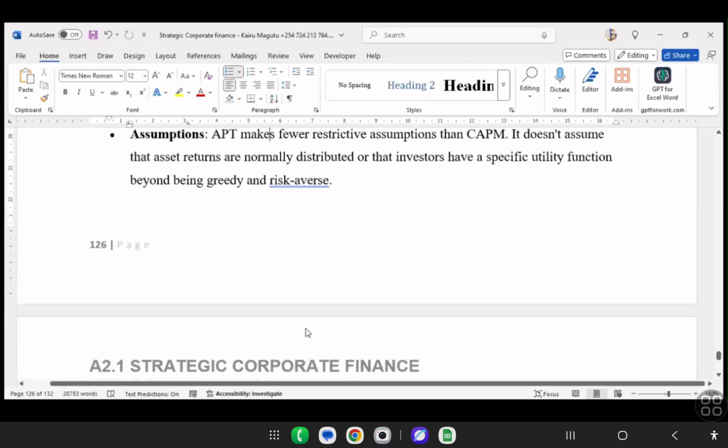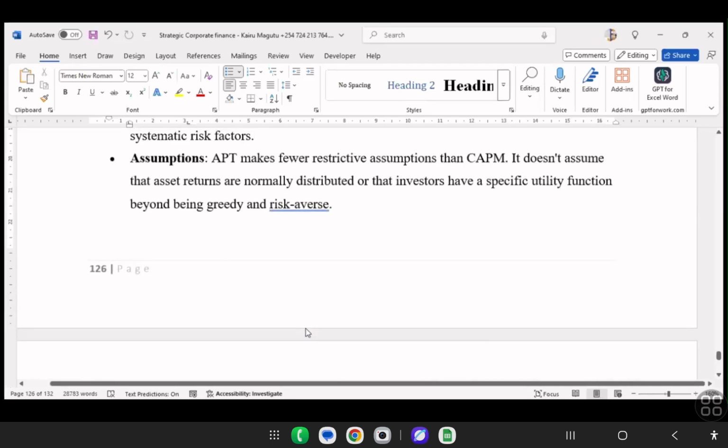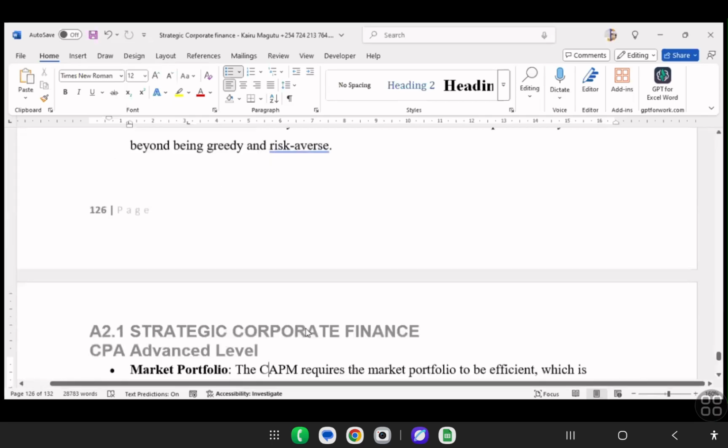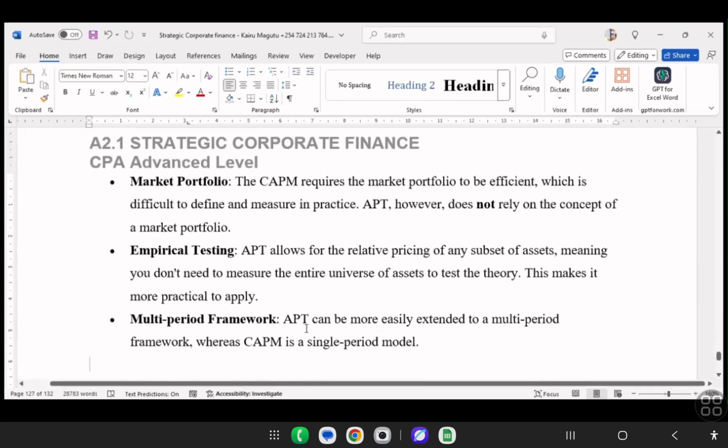Number two, the other factor distinguishing between the two, APT makes fewer restrictive assumptions than CAPM. It doesn't assume that asset returns are normally distributed or that investors have specific utility functions beyond being greedy and risk averse. If you look at the assumptions of CAPM, there were so many, making it almost inapplicable. The capital asset pricing model requires the market portfolio to be efficient, which is difficult to define and measure in practice, while APT, however, does not rely on the concept of the market portfolio.